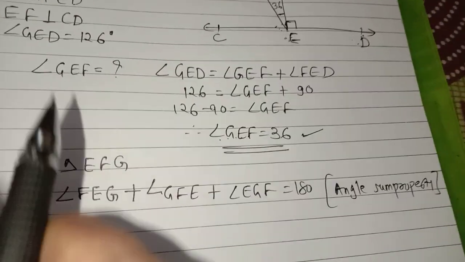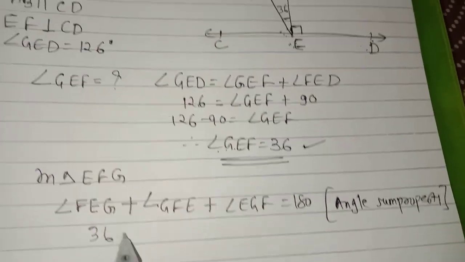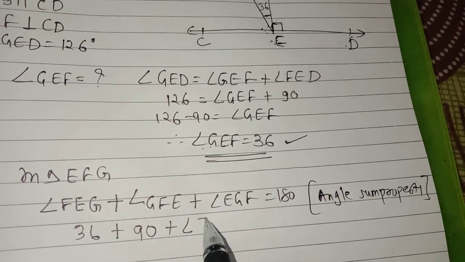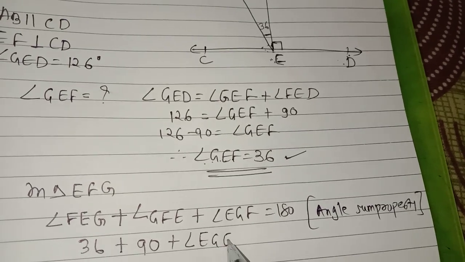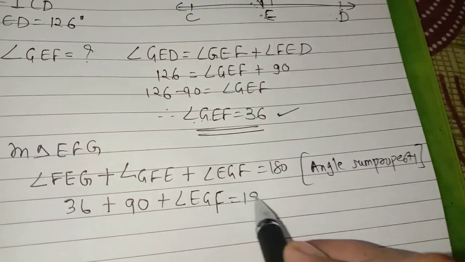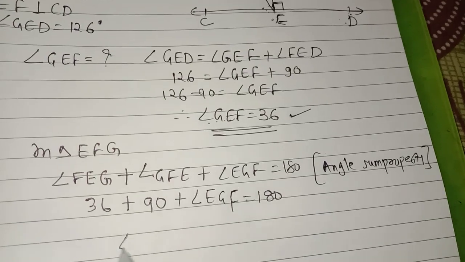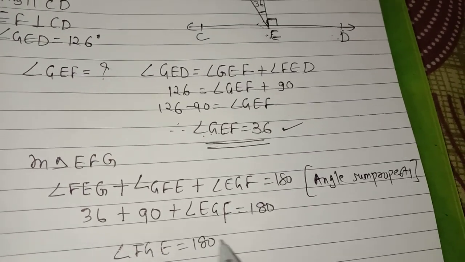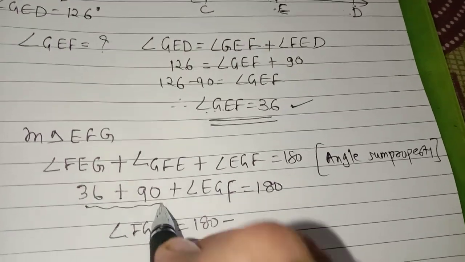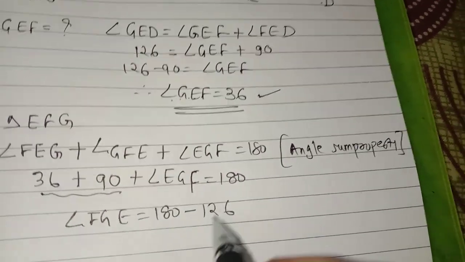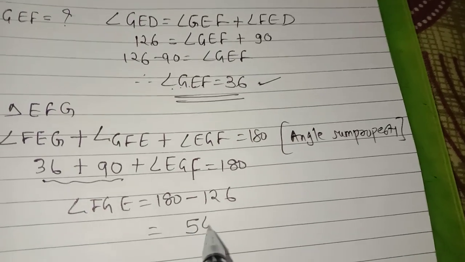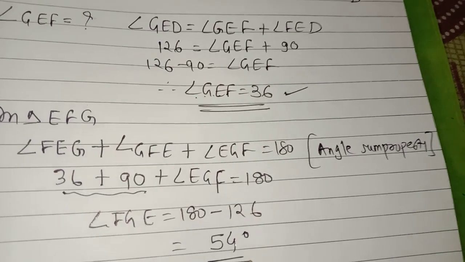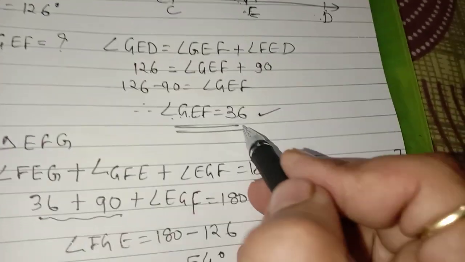So let's put down the values now. It is 36 plus GF is 90 plus EGF, and EGF is equal to 180. So EGF, or I am writing FGE, is equal to 180 minus the sum of 90 and 36, which is 126. So it is 54 degrees, right? We got the two values. Clear? The 54 and 36.